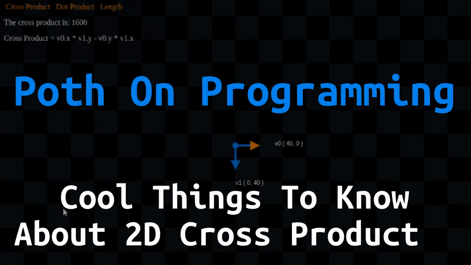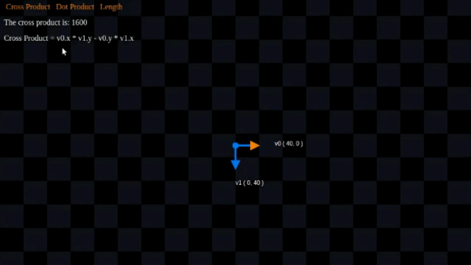Talking about the 2D cross product formula. So this is the formula right here for 2D cross product. It's pretty simple: V0.x times V1.y minus V0.y times V1.x. Now the thing about the 2D cross product is it doesn't yield a 2D vector, it yields a scalar product.